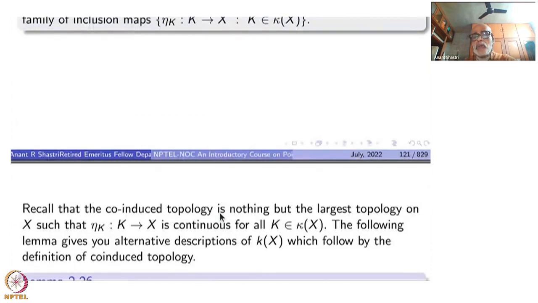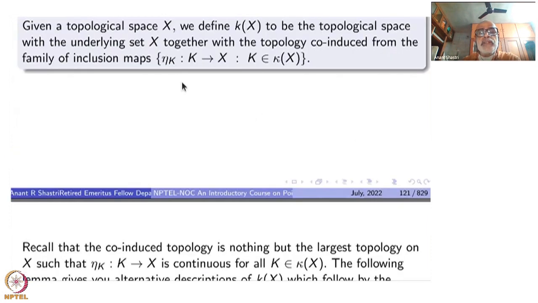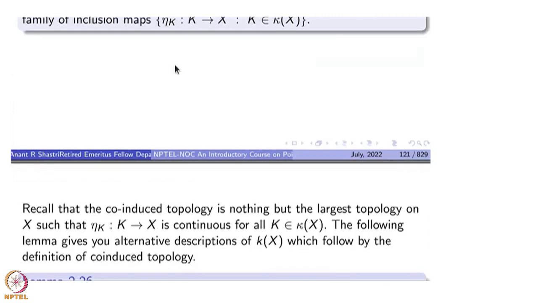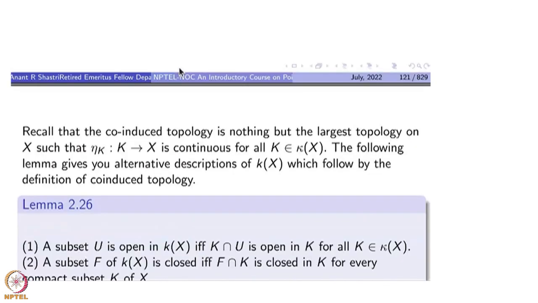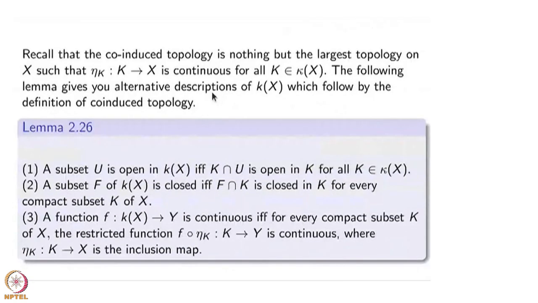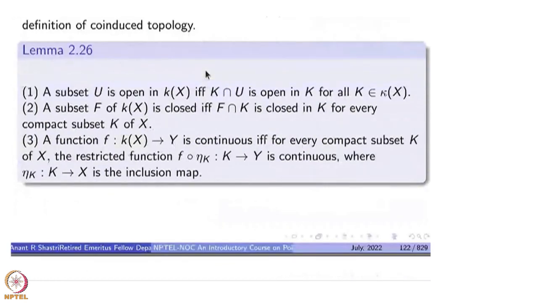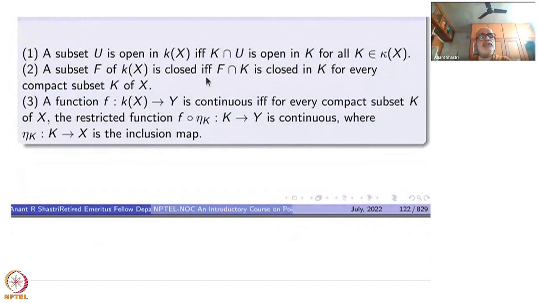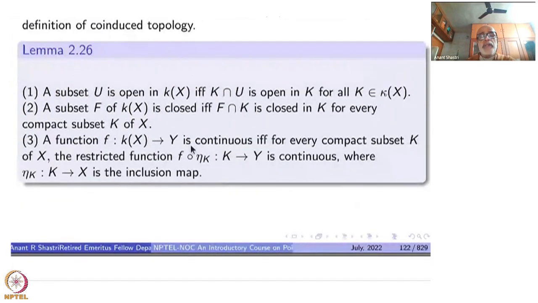Recall that the co-induced topology is nothing but the largest topology on X such that all the functions in this family are continuous. Once you declare a family of continuous functions from arbitrary spaces into X, fix that family, and take the largest topology such that all the members of this family are continuous, that is called the co-induced topology from this family. Since I am talking about the largest topology, there is only one. Just to recall what this is from part 1, wherein we have studied these things very thoroughly, I have summed it up here. It is equivalent to this definition of co-induced topology.